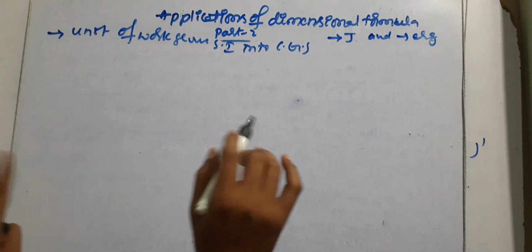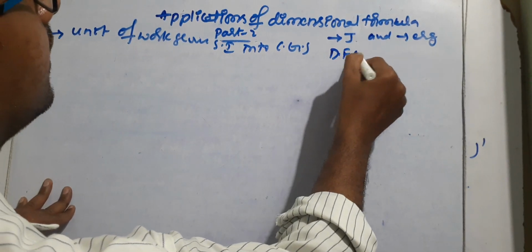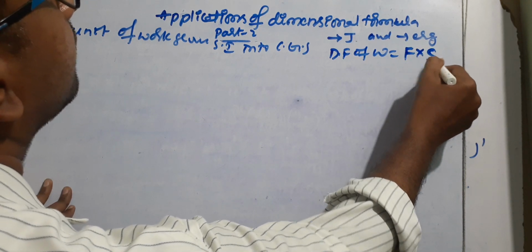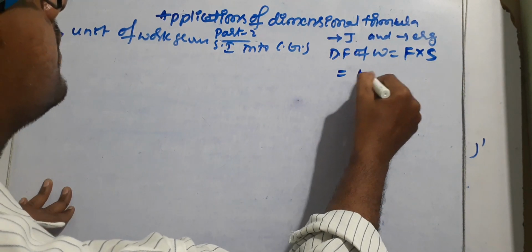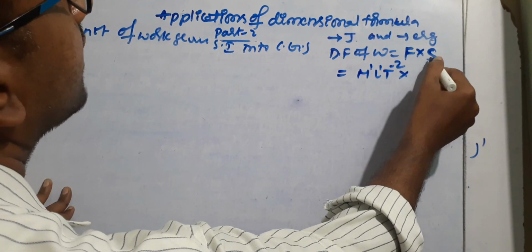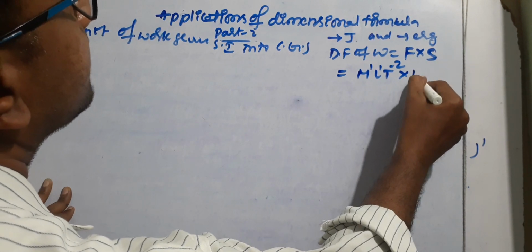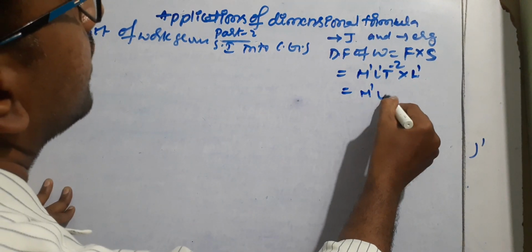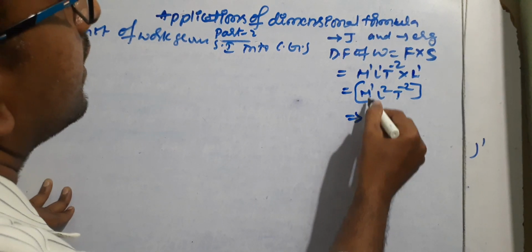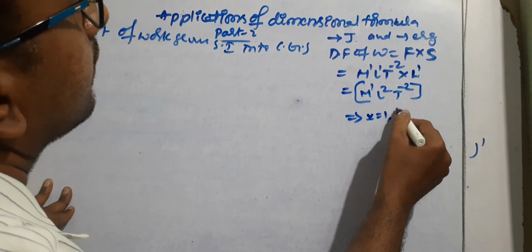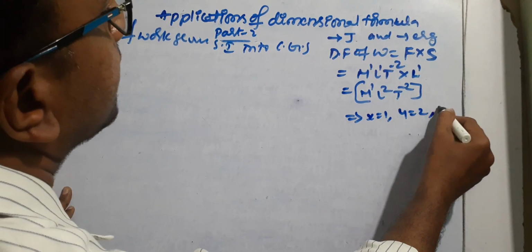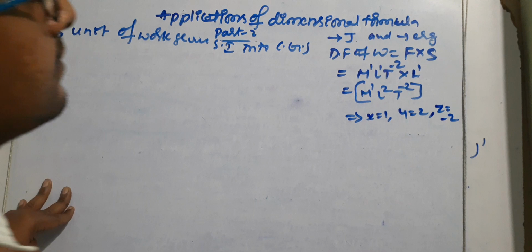So for this one, first we want to write the dimensional formula of work. The dimensional formula of work can be found by the formula force F into S. The dimensional formula of force is M power 1, L power 1, T power minus 2, and the dimensional formula of distance S or displacement is L power 1. So M power 1, L square, T power minus 2. This is the dimensional formula. Here M power x means x value is 1, L power y means y value is 2, and T power z means z value is minus 2, students.